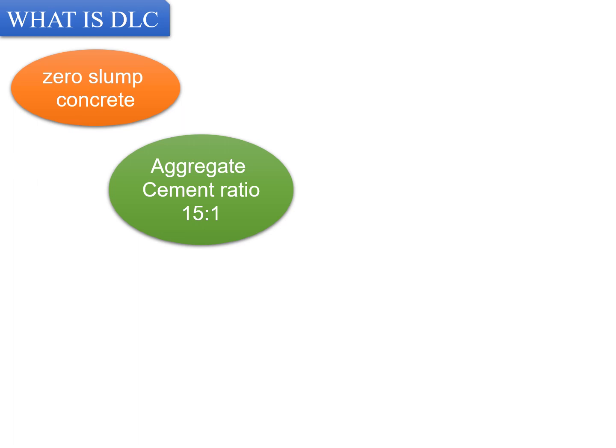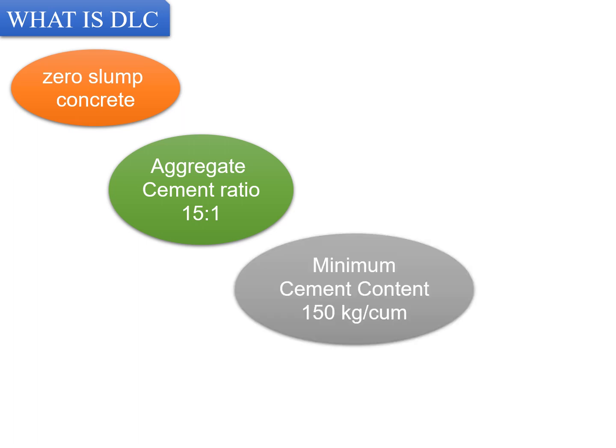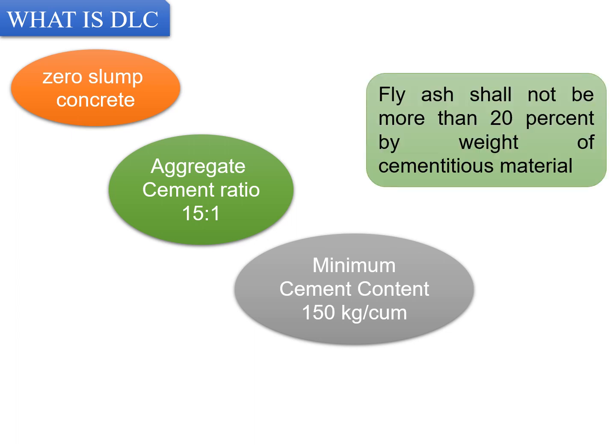The fly ash to be incorporated into the DLC mix should not be more than 20% by weight of the cementitious materials. The content of the OPC at any point of time shall not be less than 120 kgs per cubic meter. That means the OPC quantity in a DLC mix is restricted to a minimum of 120 kgs per cubic meter, and the minimum cementitious material is 150 kgs per cubic meter. That means 120 plus 30 kgs of fly ash can be used. Of 150 kgs, 20% is 30 kgs only.